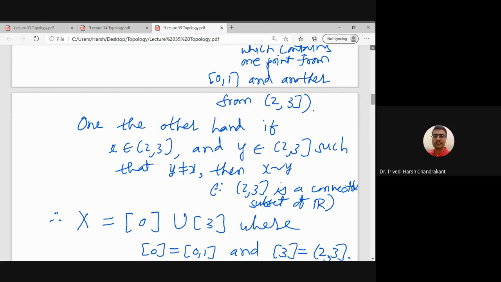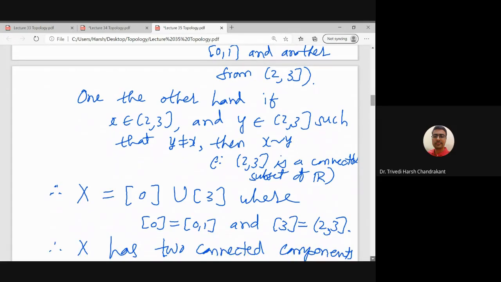So therefore the equivalence class of any point x in [0,1] is exactly the closed interval [0,1], and if I take any point x in the interval (2,3], then the equivalence class of that element is the whole set (2,3].